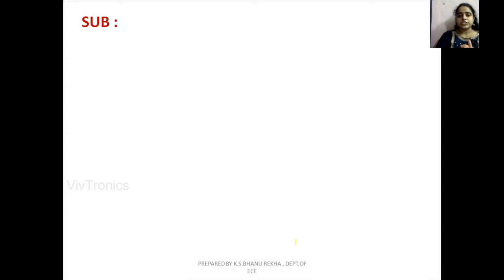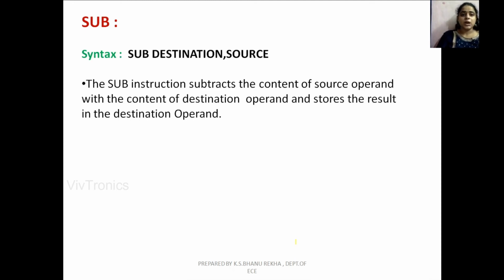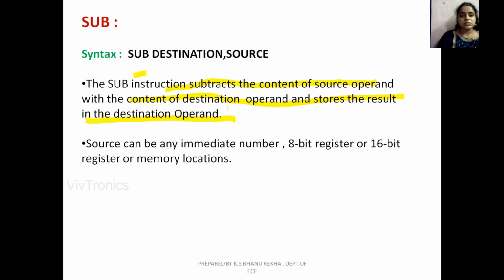So the next instruction is the SUB instruction. The SUB instruction is SUB destination, source. This SUB instruction subtracts the content of the source from the content of the destination operand and stores the result in the destination operand again. The destination means a register or a memory location.